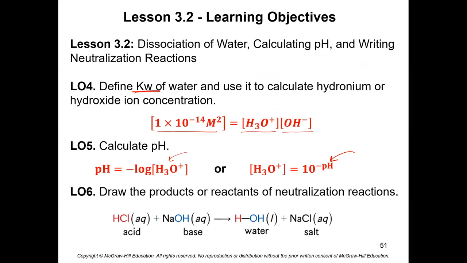And then lastly, we drew the products or reactants of neutralization reactions. And the key thing to note here is that in a neutralization reaction, an acid and a base react together, and those two will always form water and salt. Okay. And that will conclude everything for Unit 1.